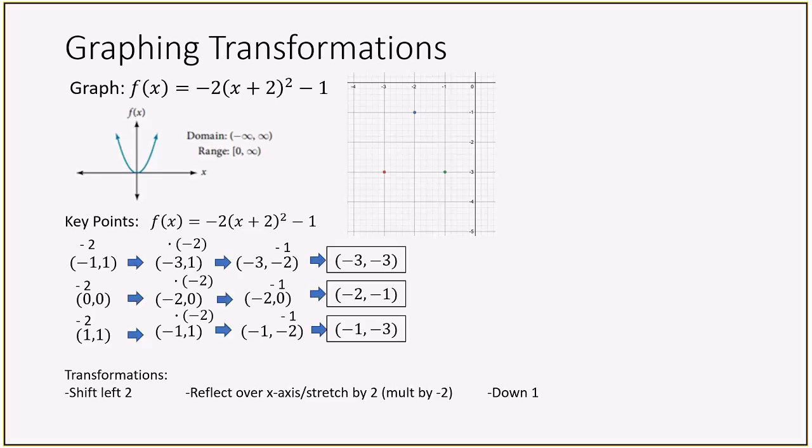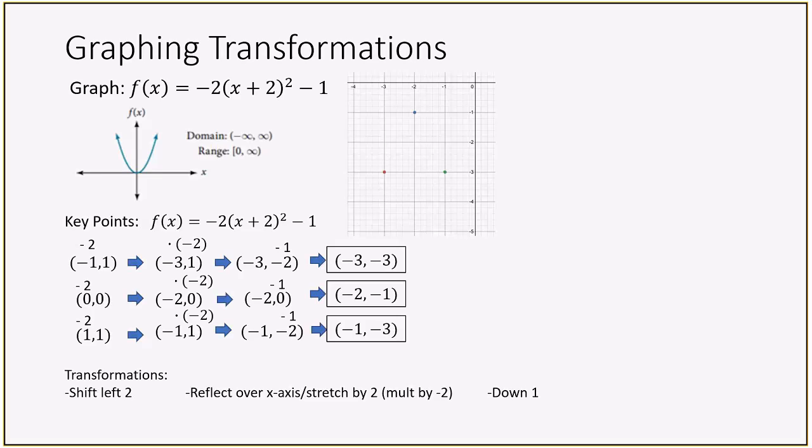My first key point is in red, (-3, -3). My second key point is in blue, (-2, -1). And my third key point is (-1, -3). And honestly, this is probably how I should have approached my first example. But here we are. Now, I know, based on my parent function, what the general shape looks like. So at this point, I'm just going to draw a graph that goes through those 3 key points and has the same shape as my parent function.